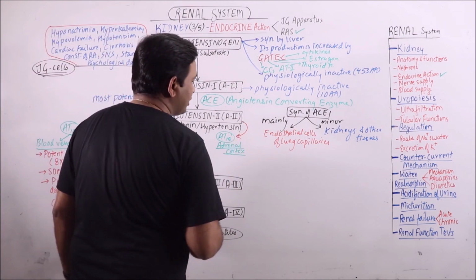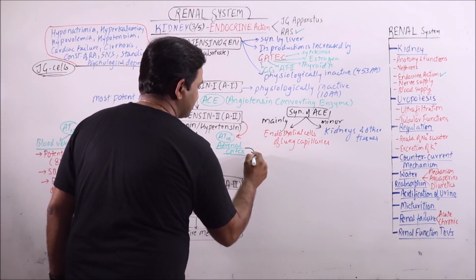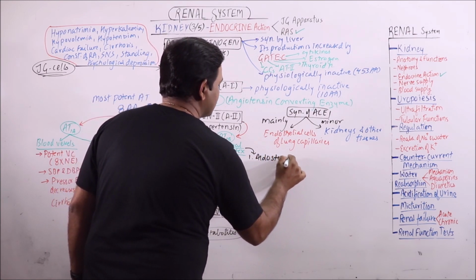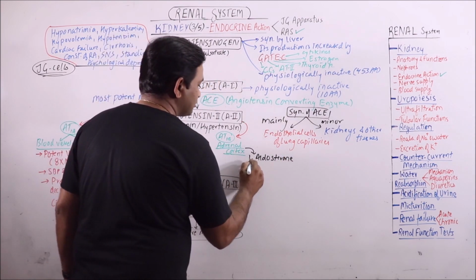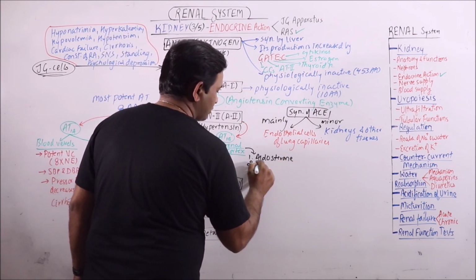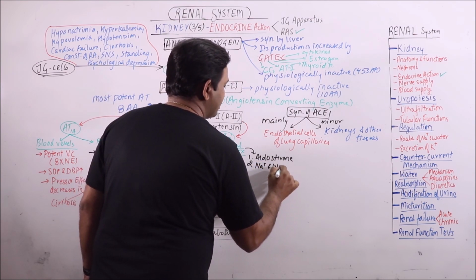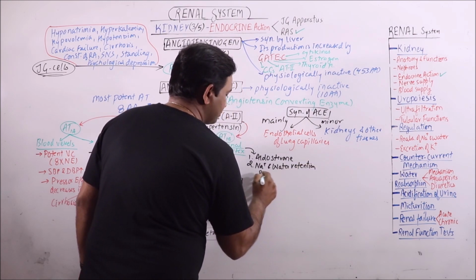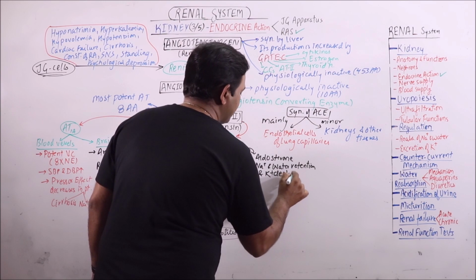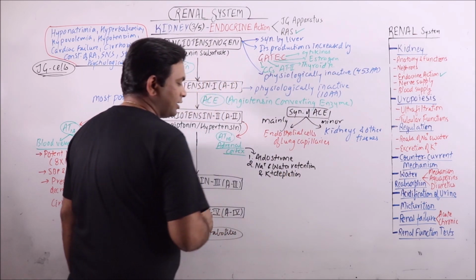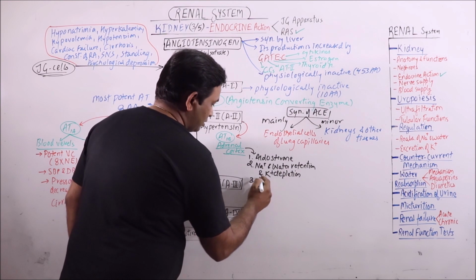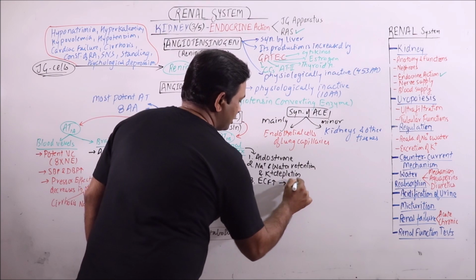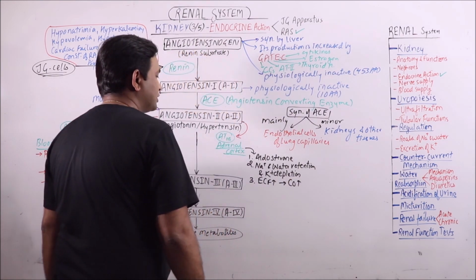When it acts on AT1B receptors of adrenal cortex, it releases aldosterone. It results in aldosterone release, because of which sodium and water retention occurs, while potassium depletion may occur, that is excretion may occur, leading to depletion. And finally the extracellular fluid increases and the cardiac output also increases.